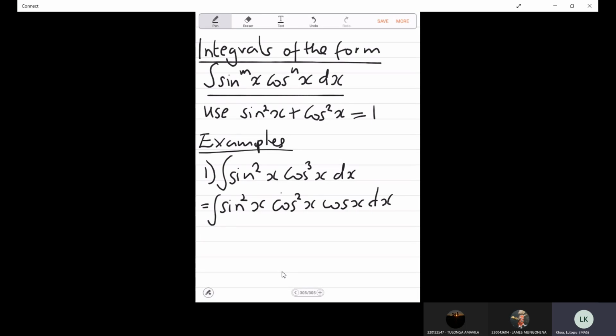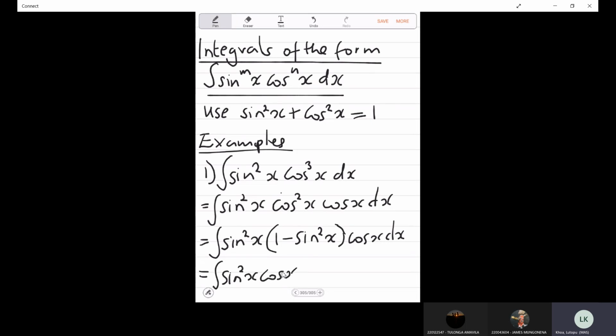And then the cos squared x, I can rewrite it in terms of sine squared of x. So this is the integral of sine squared x times 1 minus sine squared x, and then cos x dx, and then we'll multiply out. So this is the integral. Here we have sine squared times 1 times cos. This is sine squared x cos x, and this one just by substitution.